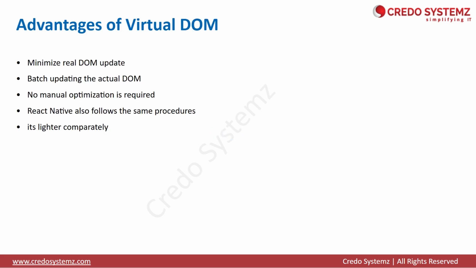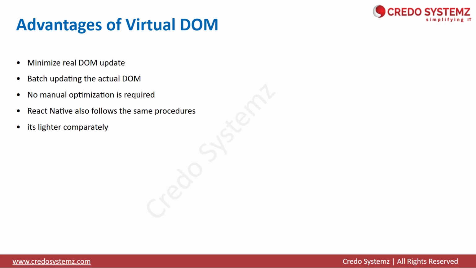Let me give a quick summary of what we discussed in this video. We started with what virtual DOM is. It's nothing but a copy of the actual DOM. When the initial render happens, the actual DOM copy is created. That copy of the actual DOM is nothing but the virtual DOM. React does all the changes on the virtual DOM.